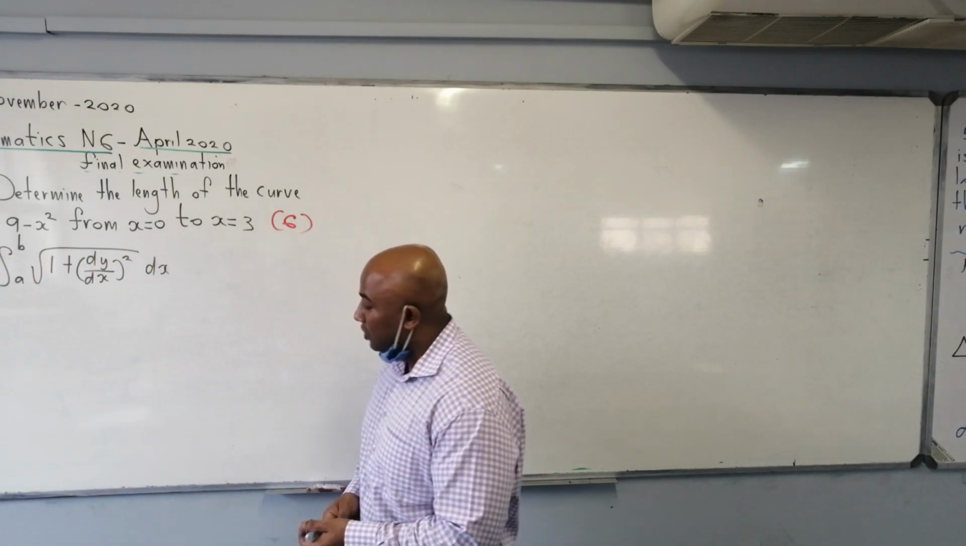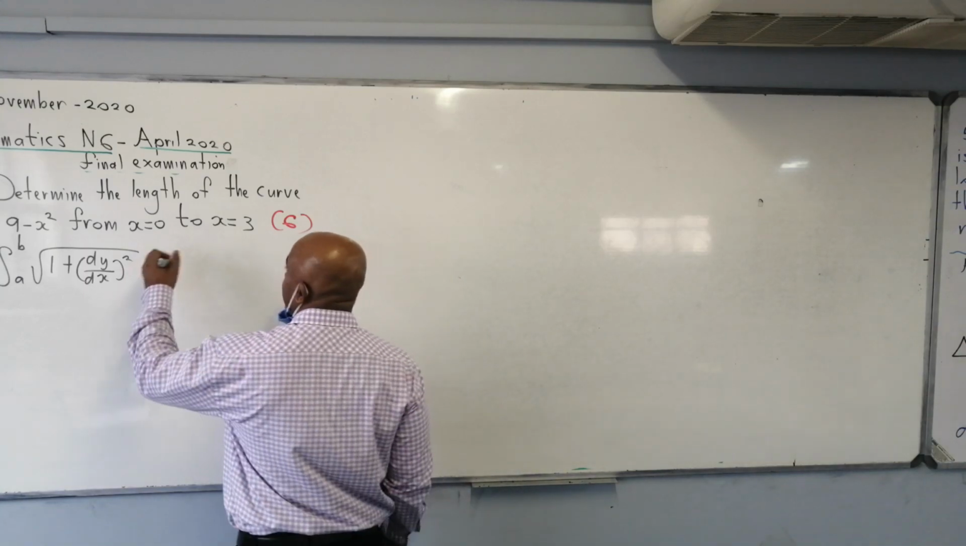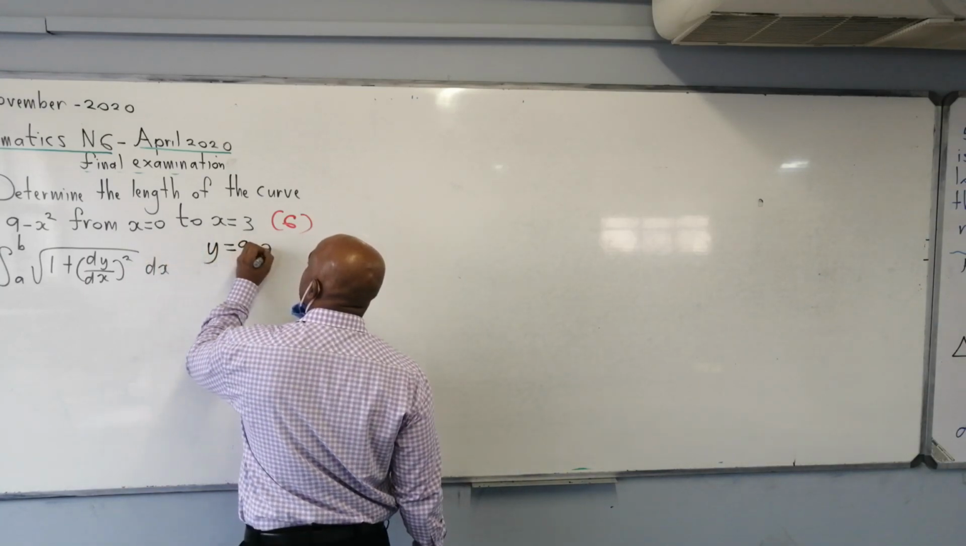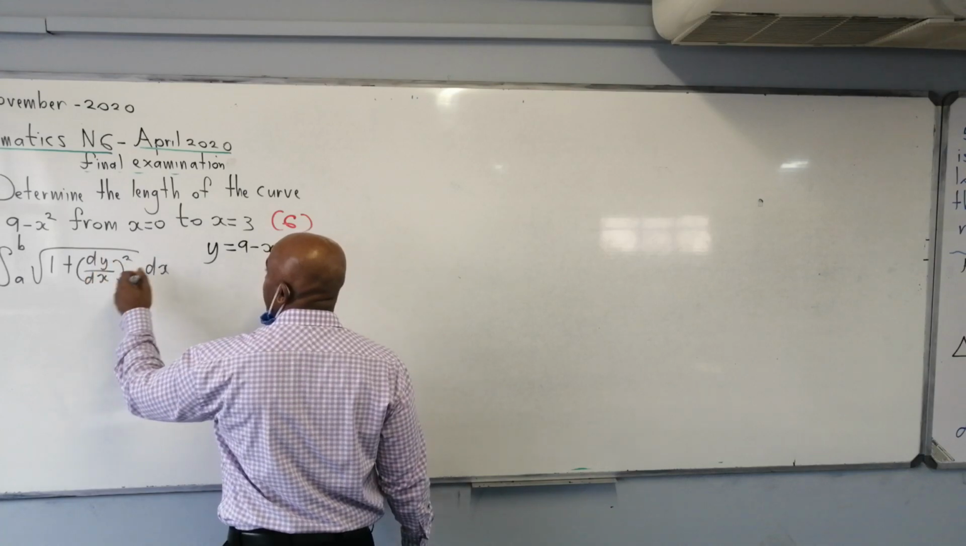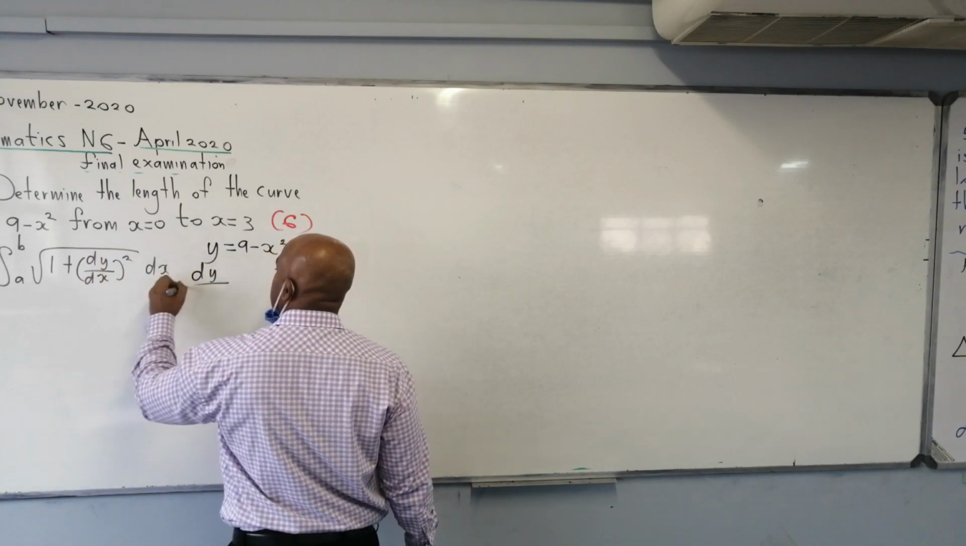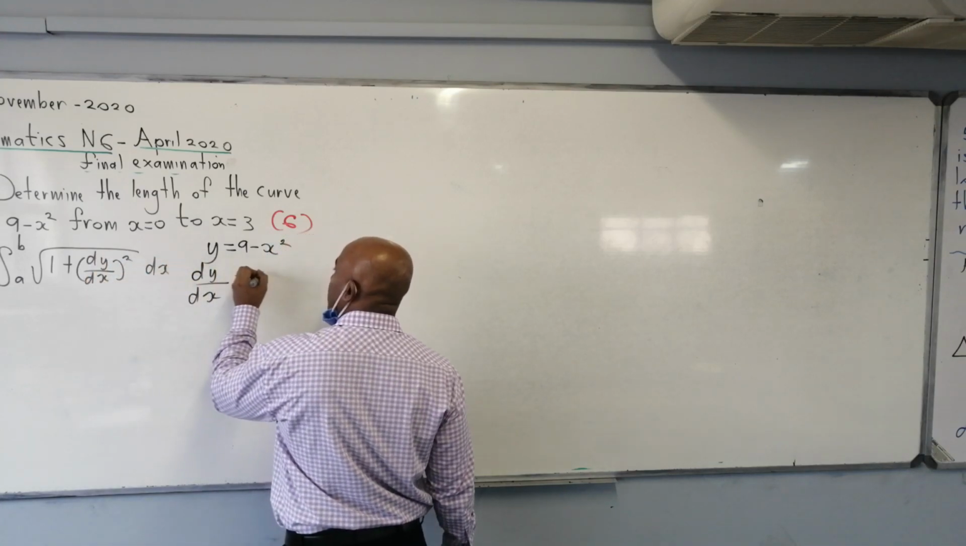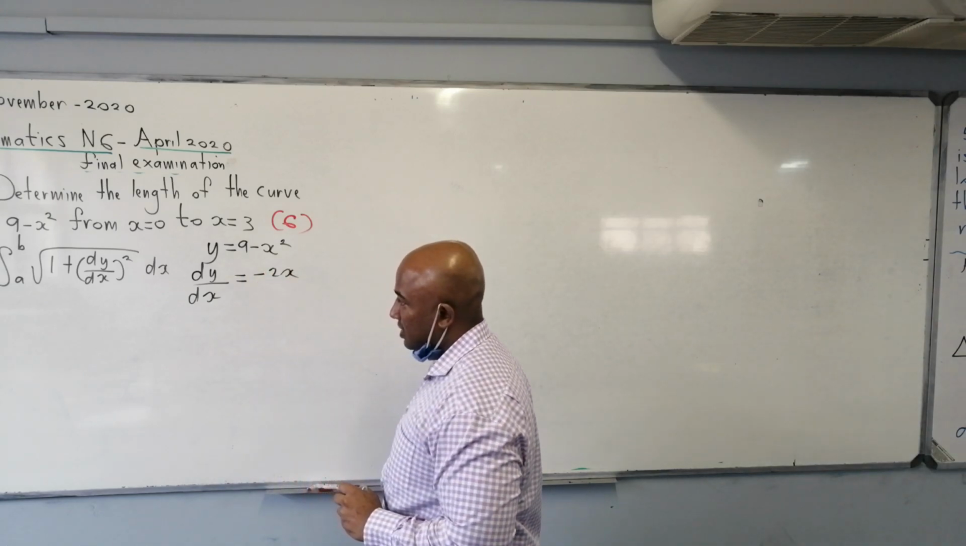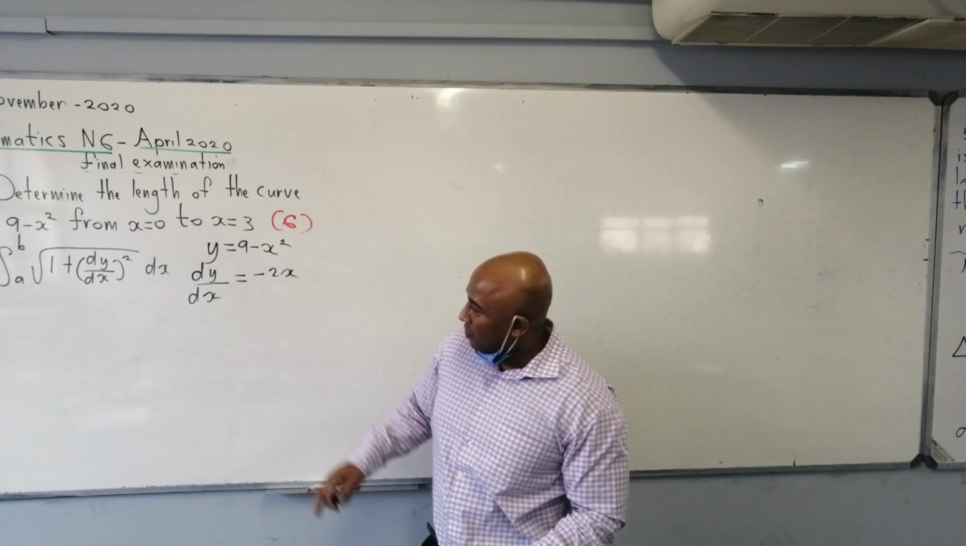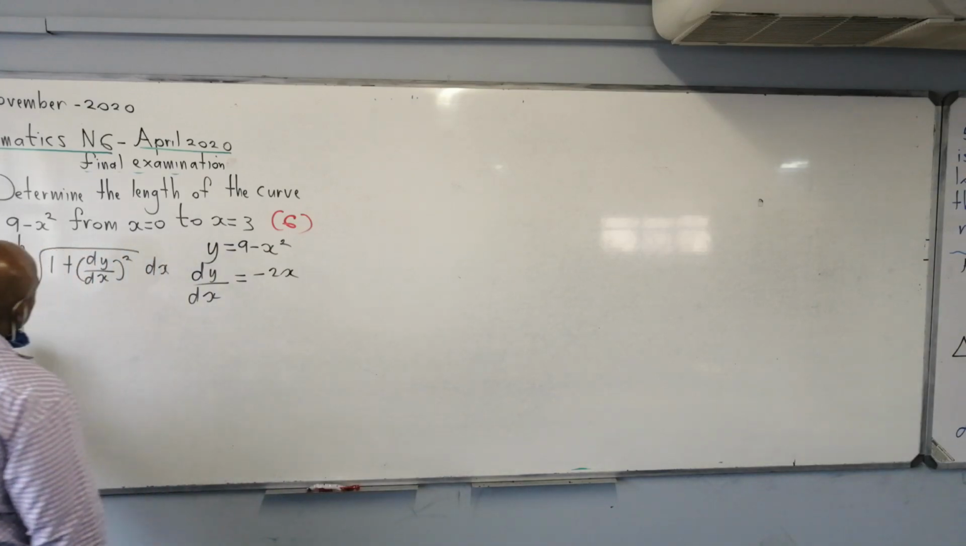Alright, so what do we need to do? Let's do it fast. So what do we know? y is equal to 9 minus x squared. We need to find dy over dx. So dy over dx, the derivative, is minus 2x. What else must we do? We need to put it in and square it.